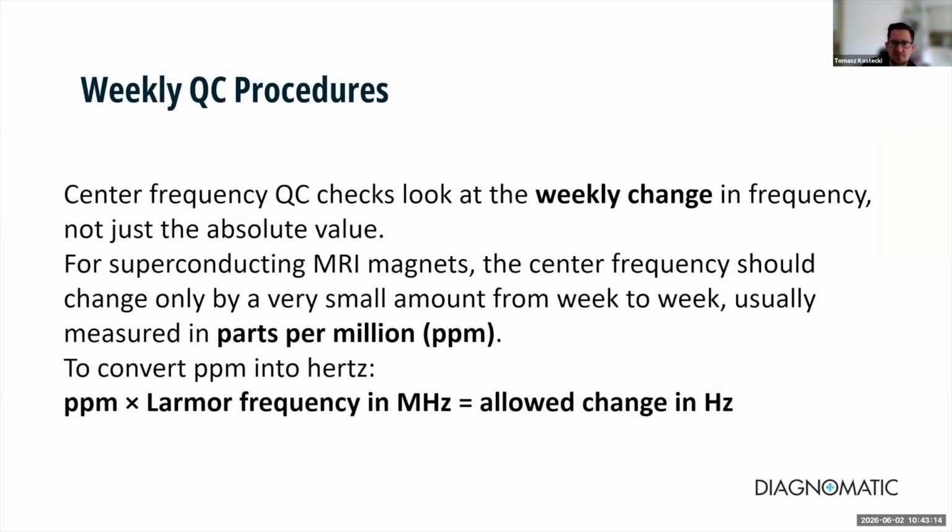Center frequency quality control is based on the weekly change in frequency and not the absolute value. In superconducting MRI magnets, the center frequency should remain very stable from week to week. The allowed change is usually expressed in parts per million, or ppm. To convert this into hertz, we multiply the ppm value by the Larmor frequency in megahertz, typical for the magnets we are using.